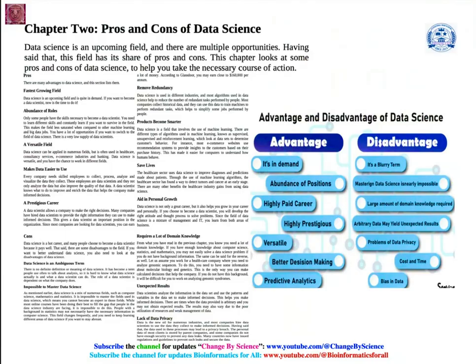So in terms of advantages, it's high in demand, abundance of positions, highly paid career, highly prestigious, versatile, better decision making, predictive analytics. But disadvantages: it's a vague term. Mastering data science is nearly impossible. Large amount of domain knowledge required. Arbitrary data may yield unexpected results. Problems of data privacy, cost and time, bias in data.